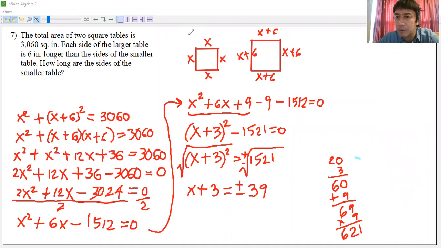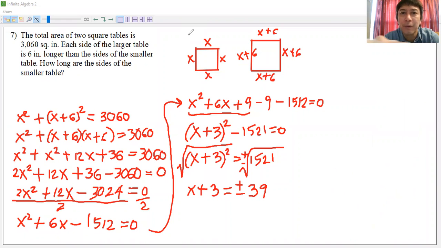Let me clear my solution there. All right, how about 39 times 39? There's always a way to check it. Okay, just get the product. 9 times 9 is 81, and 8, that's 27 plus 8, that's 35.